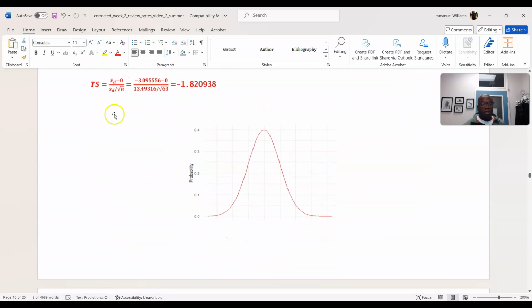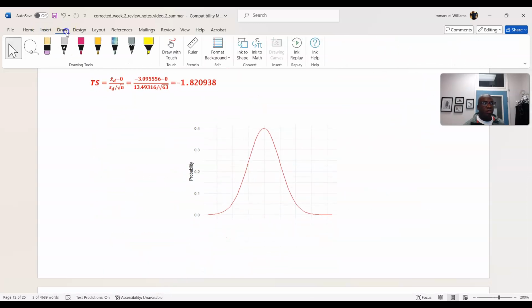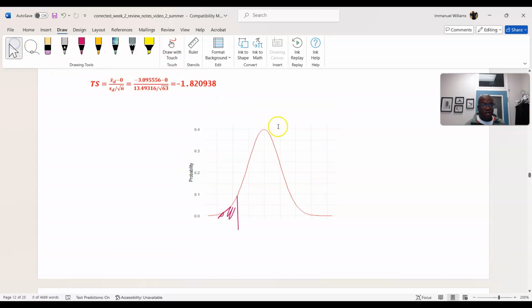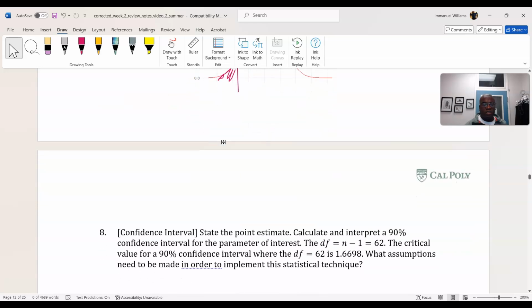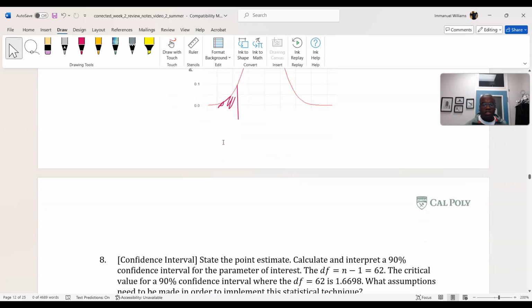Okay? So if I were to draw this out, I would have a vertical line here because in the middle is 0. It's negative. It's going to be somewhere around here, I would think. And then it'll be the area underneath the curve. That'll be the p-value. Okay? That'll be the corresponding p-value. What else does it say to do? What type of evidence? We have some evidence against the null hypothesis.